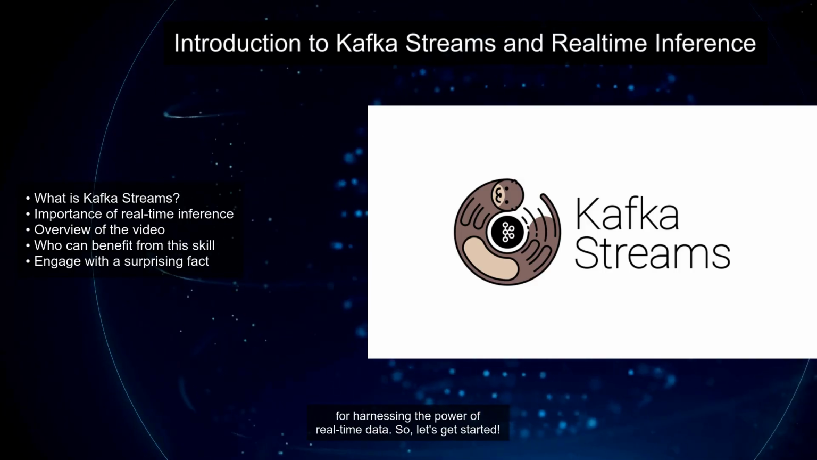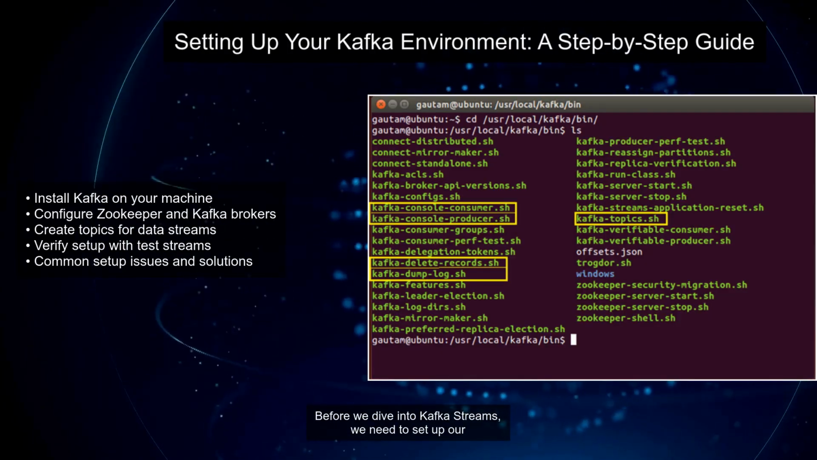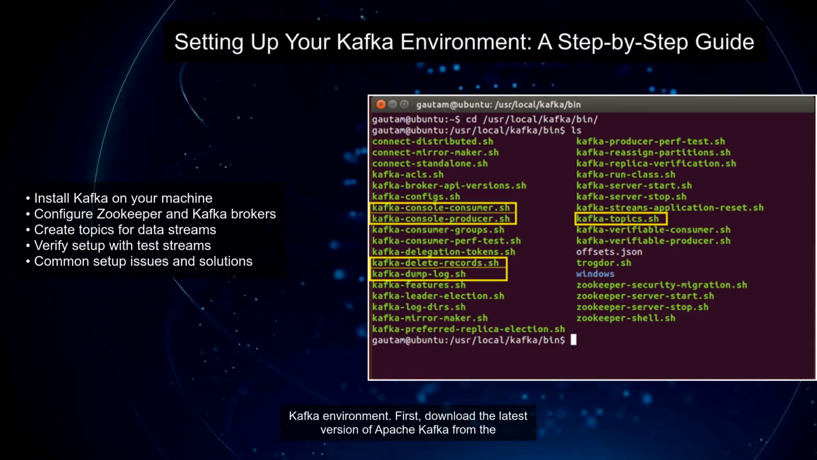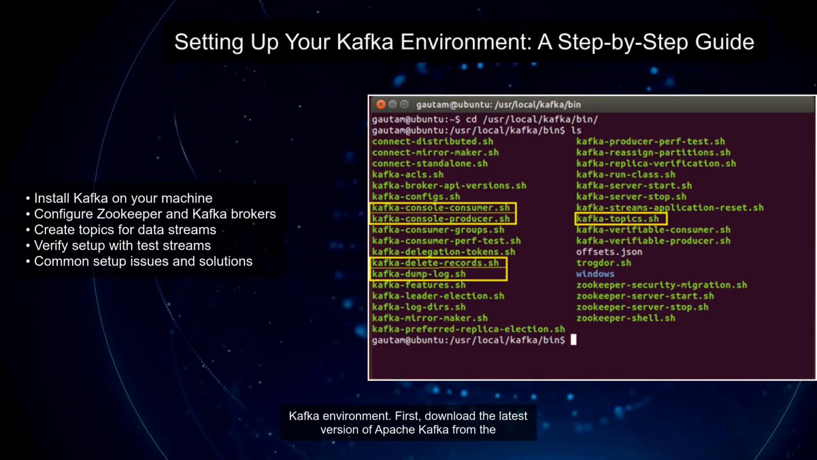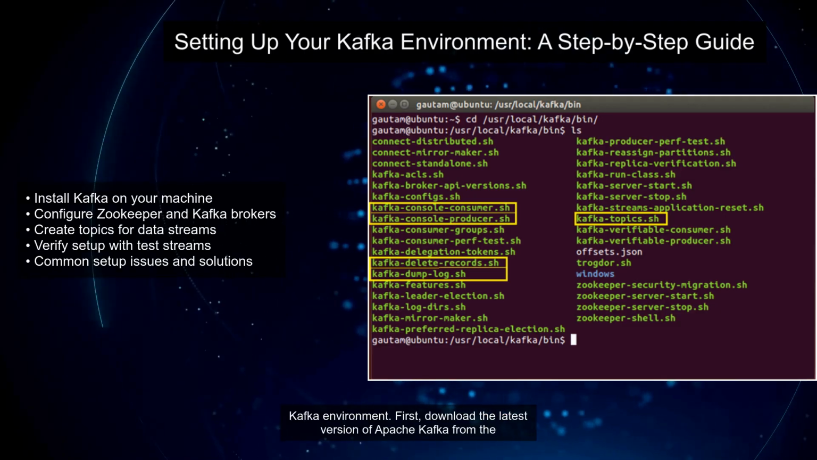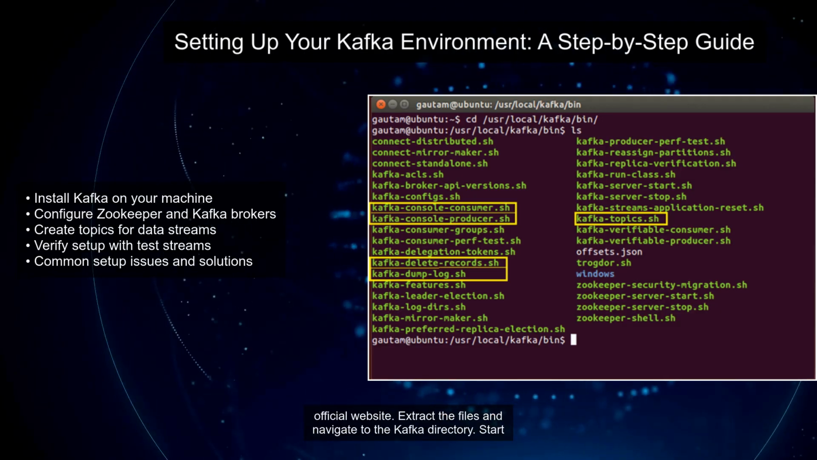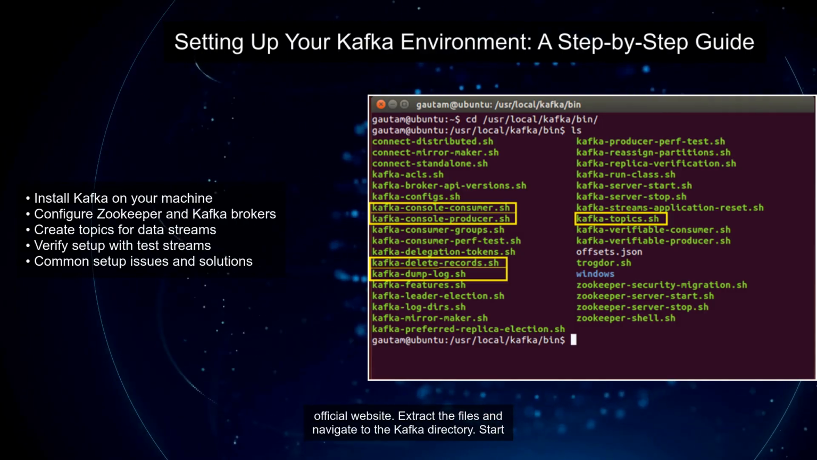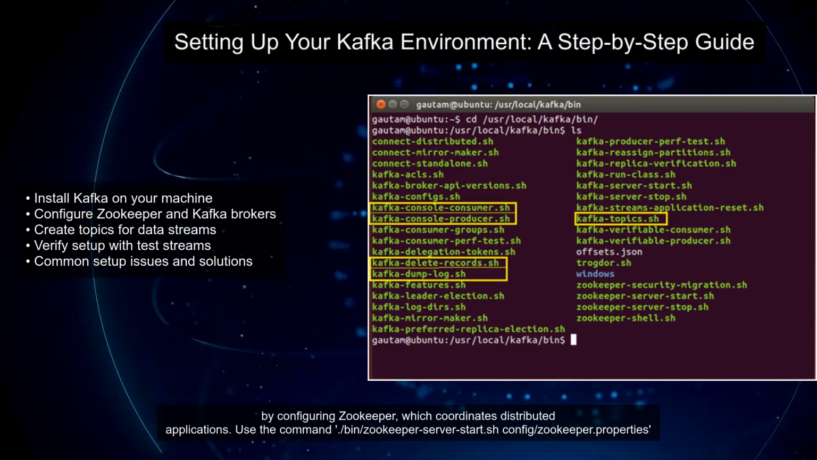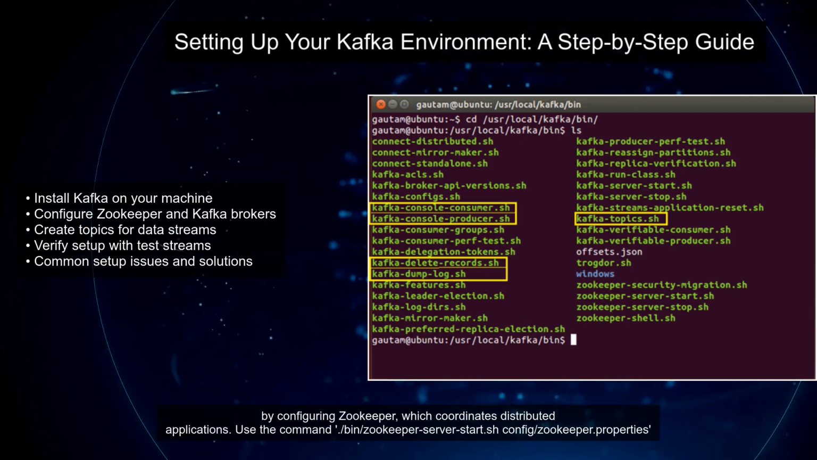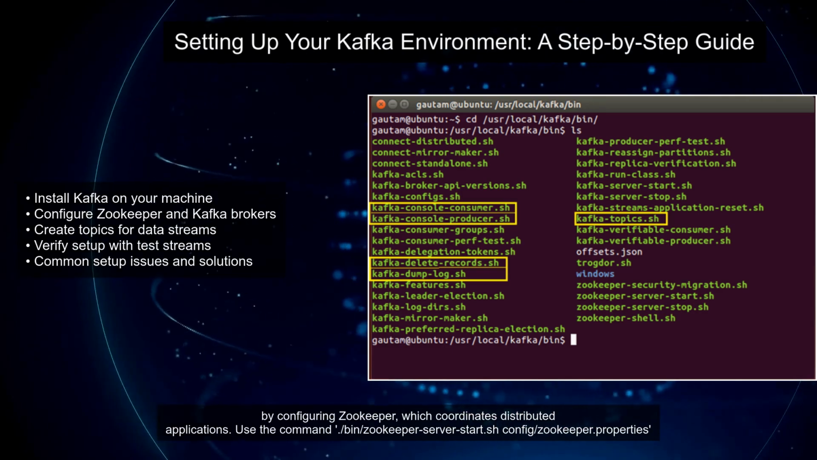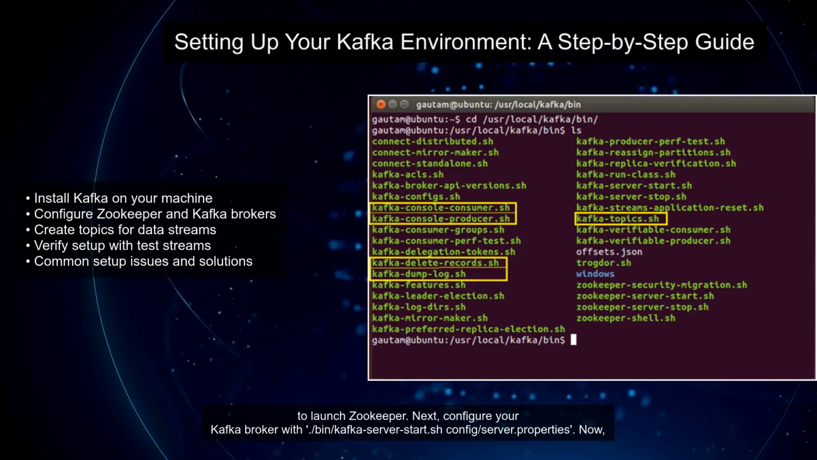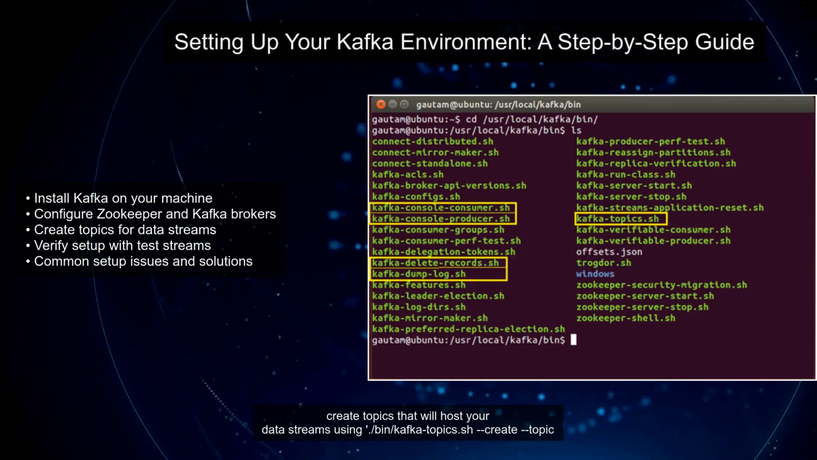So, let's get started. Before we dive into Kafka Streams, we need to set up our Kafka environment. First, download the latest version of Apache Kafka from the official website. Extract the files and navigate to the Kafka directory. Start by configuring Zookeeper, which coordinates distributed applications. Use the command ./bin/zookeeper-server-start.sh config/zookeeper.properties to launch Zookeeper. Next, configure your Kafka broker with ./bin/kafka-server-start.sh config/server.properties.